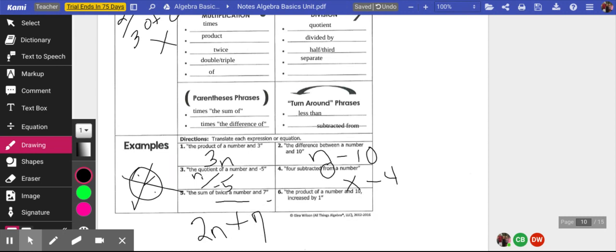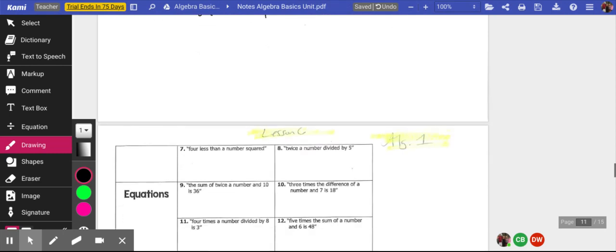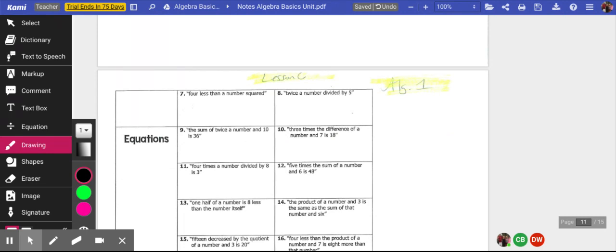The product of a number and 10, so increased by 1. Okay, so go ahead and flip her over. And you try those two and pause it, of course, and then see if you got what I got. Okay, so go ahead and check those out. If you have questions, make sure you ask.